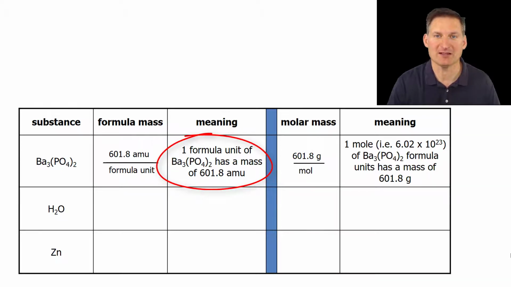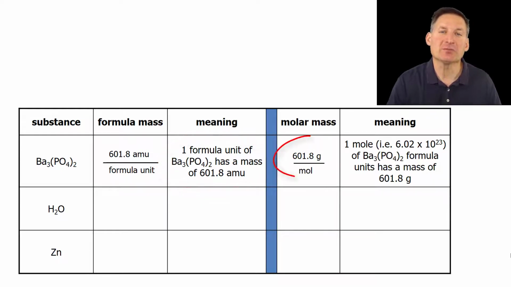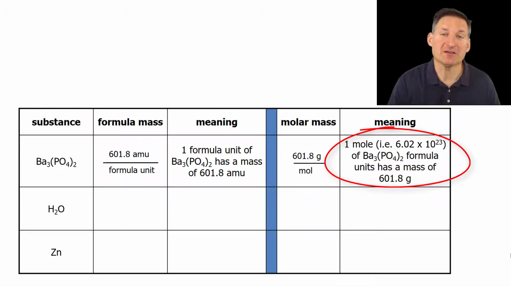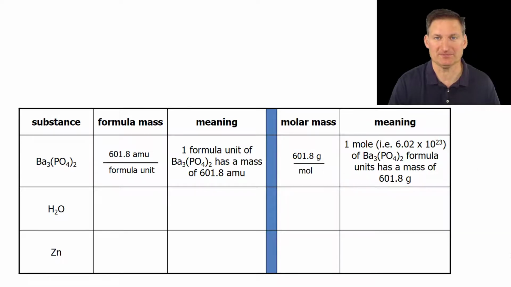That's a really small mass. Now let's move to the molar mass column, and we see the molar mass is the same number but different units. The units are now grams per mole. This means that 1 mole of barium phosphate formula units, which is a lot of formula units, 6.02 times 10 to the 23rd to be precise, has a mass of 601.8 grams.